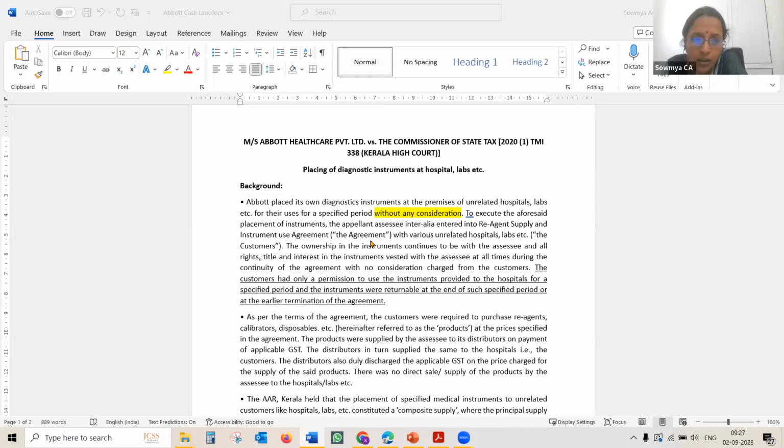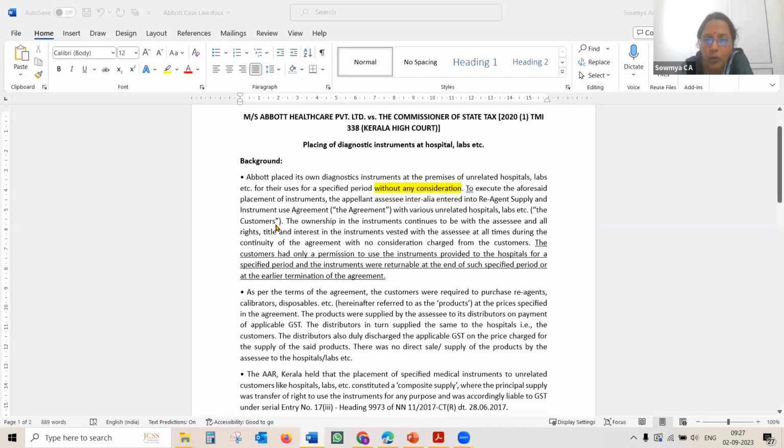Yeah, ABOT Healthcare. It's a pharmaceutical company. It places its diagnostic instruments at the premises of several hospitals. They have some instruments which they are keeping in several hospitals, labs for their users for a specified period without any consideration. So they're not taking any consideration for the instruments that are placed. To execute the aforesaid placement of instrument, the appellant assessee inter alia entered into a reagent supply and instrument use agreement with various unrelated hospitals, labs, etc., called the customers.